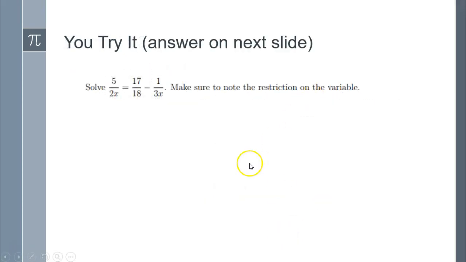So here is one for you to try. It's very similar. In a moment, I'm going to ask you to stop the video. I want you to write down what x cannot be just based on looking at this problem. What would cause a division by 0 if you replaced x with that number? Try this, stop the video, and come back in a moment.